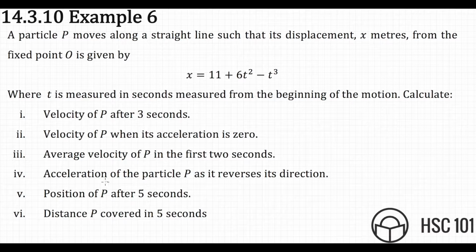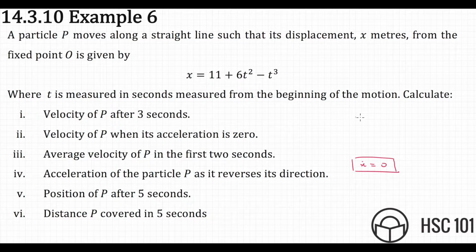So with this, okay, part 4, we then want to find the acceleration of the particle P as it reverses its direction. So a particle reverses its direction when x dot is equal to 0. Okay, not always. x dot equals 0 describes when the particle is stationary. The particle doesn't have to reverse direction at x dot equals 0, but every time it reverses direction, x dot will be equal to 0. So in other words, it's a necessary condition.